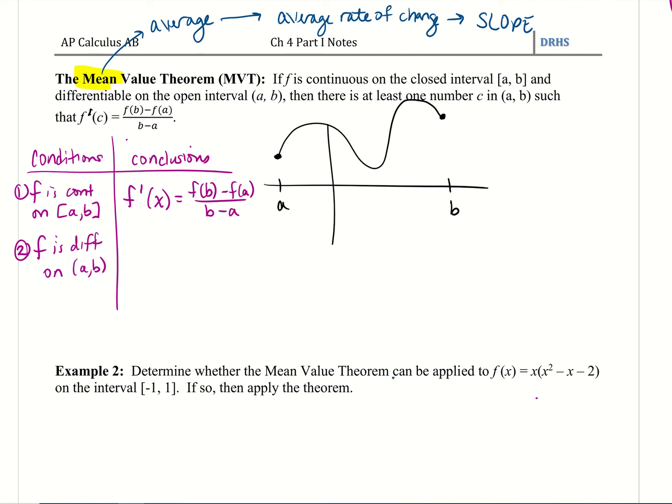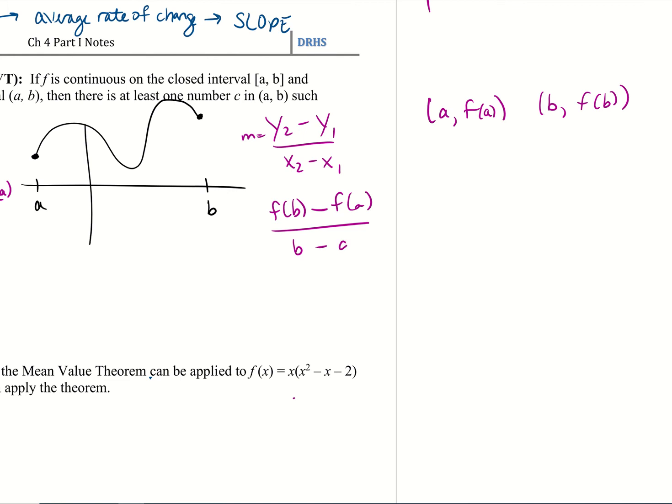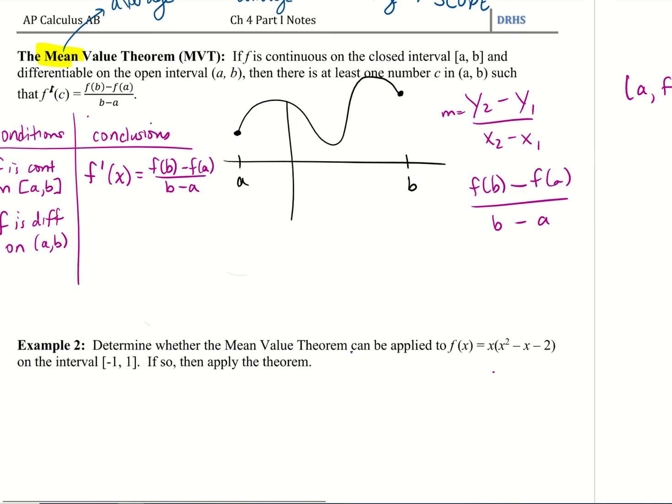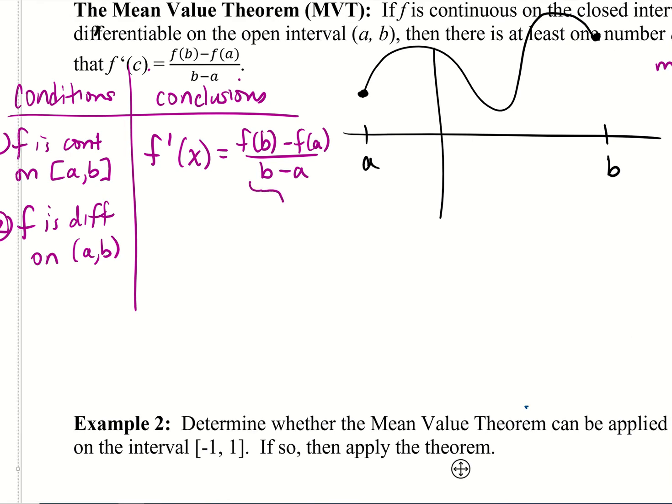Now you might remember I said, hey guys, this has to do with slope, and you might not be seeing where is slope. Well, remember slope looks like this in Algebra 1. But if our points are, the first point is a, f of a, and the second point is b, f of b, then y2 is f of b minus y1, which is f of a, over x2, which is b, minus x1, which is a. This is slope.